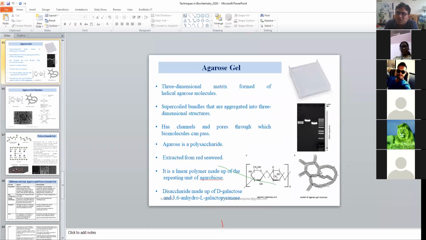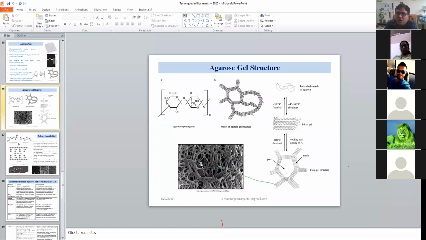Here you can see the model. This is the casted gel, and this is the separation of the DNA molecule on the gel. Now see the SEM of agarose gel. This is the scanning electron microscopy of agarose gel. One fragment is nicely intertwined with the other, and our molecule is going to move through this. This is the agarobiose structure, the repeating unit of this. This is the model, and this is the individual strand. When you are going to make the gel, you have to heat it in the buffer.